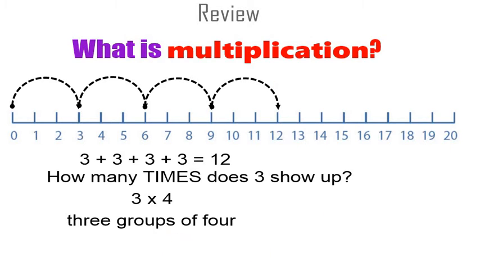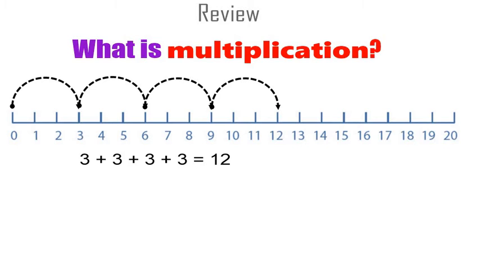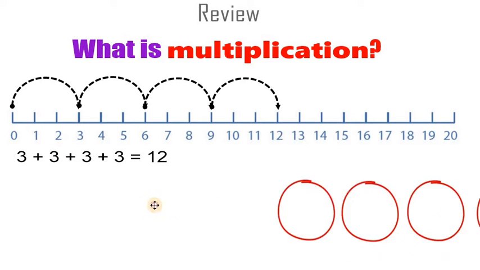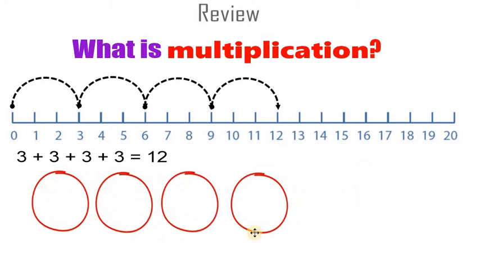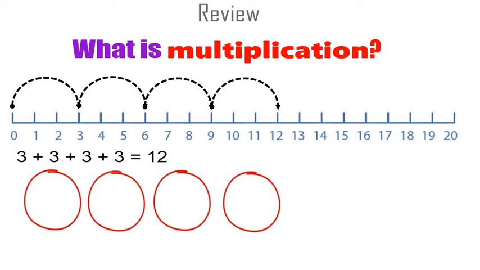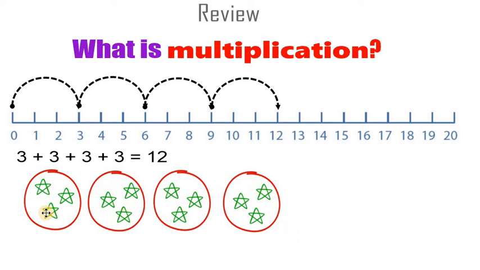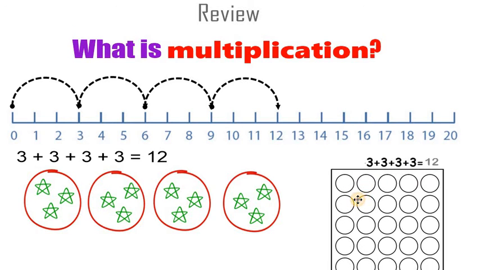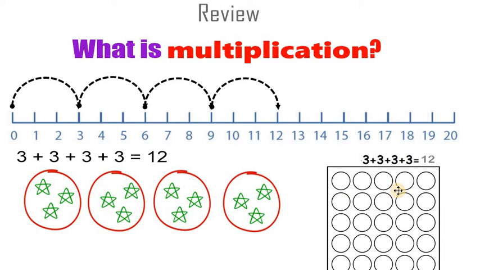There's another way that I can look at it. I can draw pictures to help me understand this same sentence. I can draw 4 groups, and inside each group I can put 3 stars. I can draw an array. I can start with a blank array like this, and then I can color it to show the 4 groups of 3. These are different ways to show a drawing of multiplication.